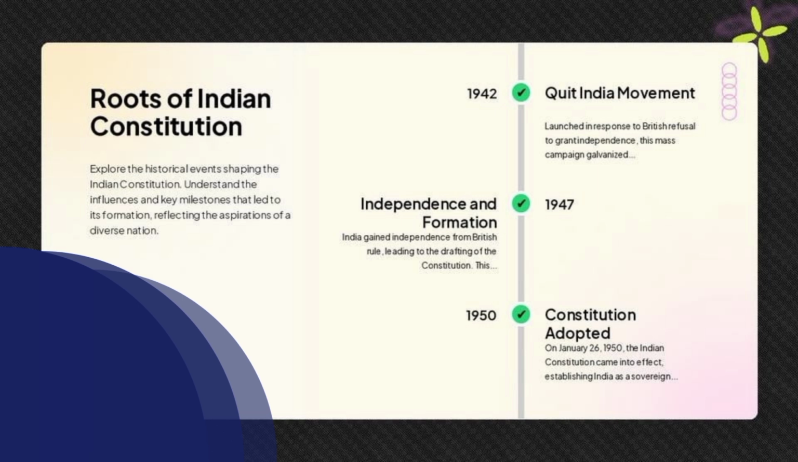In 1947, independence and foundation. India gained independence from British rule, leading to the drafting of the Constitution. Then in 1950, the Constitution was adopted. On January 26, 1950, the Indian Constitution came into effect, establishing India as a sovereign and democratic republic.